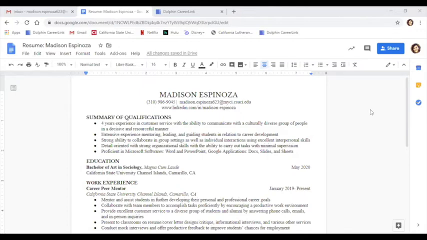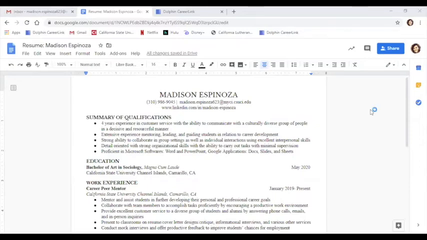So at the top, you see it's my name. I have my phone number, my professional email, and my LinkedIn link. If you don't have a LinkedIn account, you don't need to put it on there, but if you do, might as well. Next, you have the Summary of Qualifications section. Right now, you could take the time to kind of read some of my qualifications. Everyone's going to be different because everyone's qualifications are going to be different depending on their professional development.